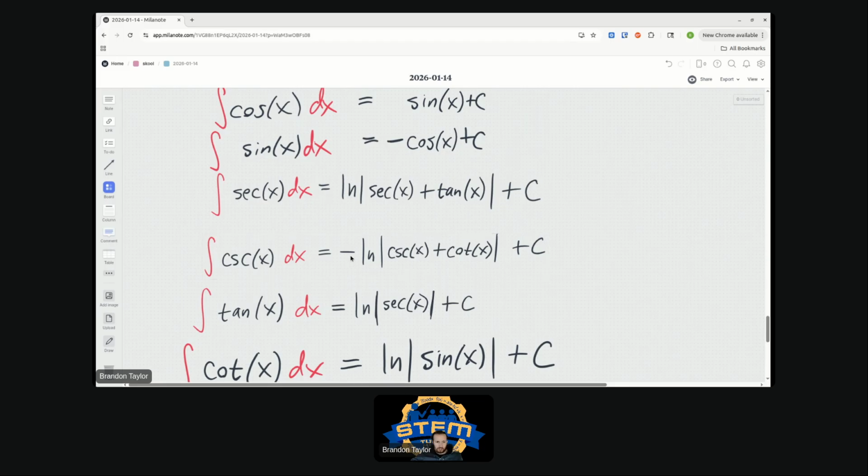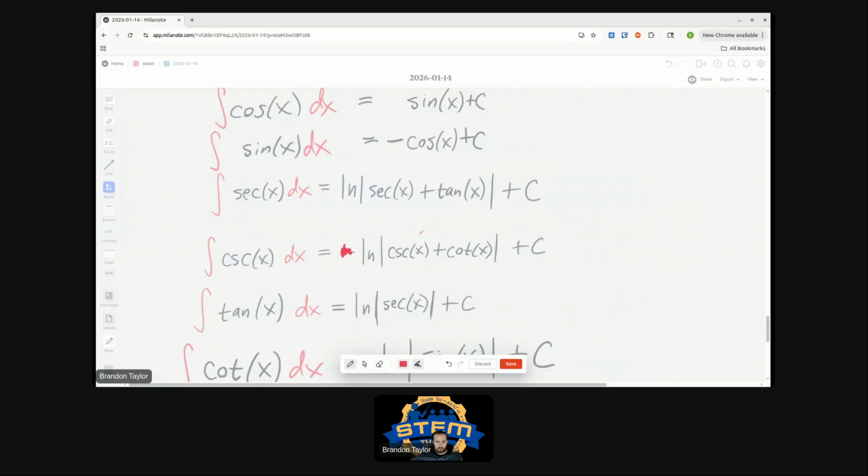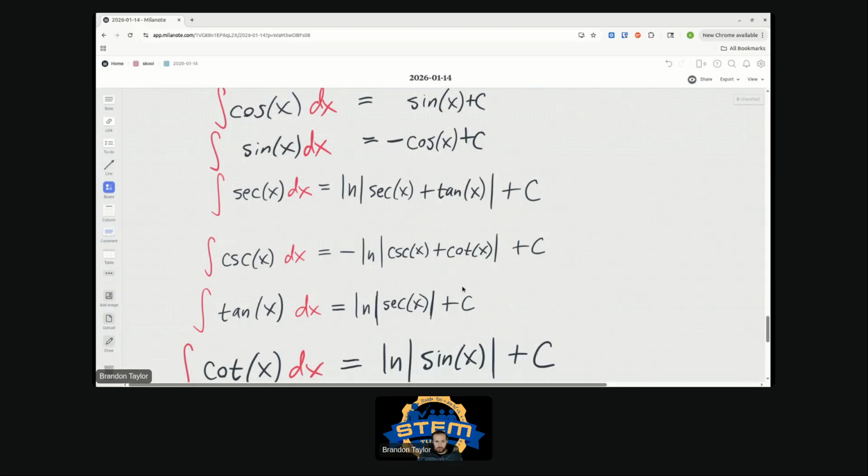And then one other thing I'll mention, you can do that trick we did before here. You can do one over that, right? If you pull the negative power inside, then one over this whole thing. You might see that as well, but I'll just leave it in that format. So these are the integrals of your trig functions.